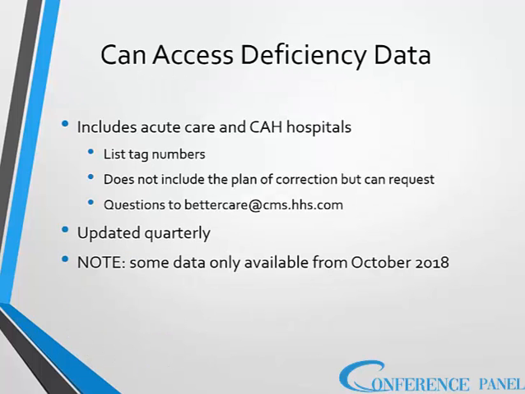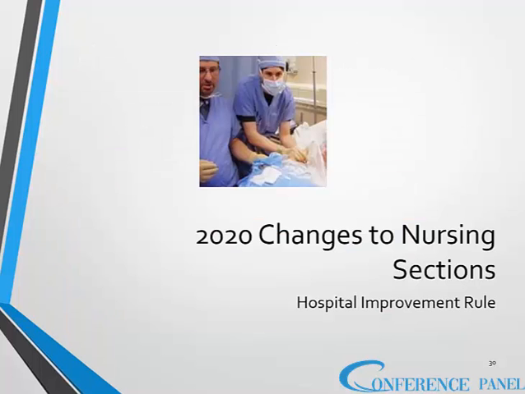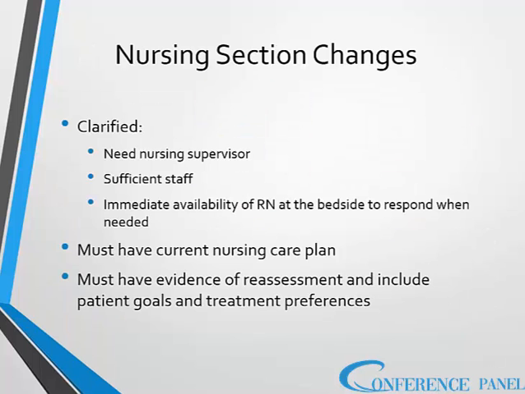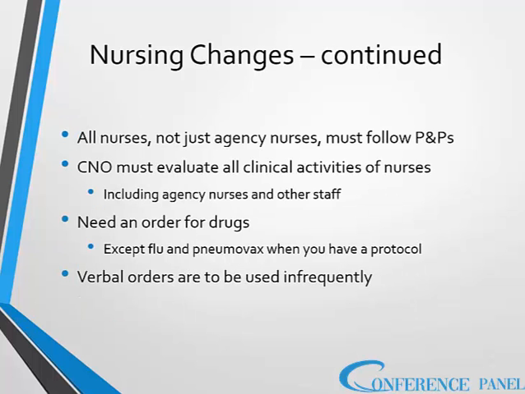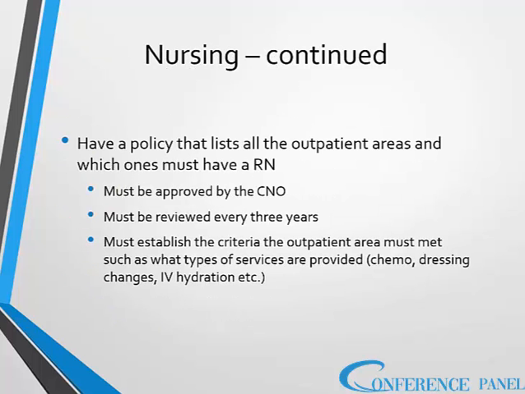Deficiencies. We can now access the deficiency reports. On the deficiencies we're covering today, on the topics we're talking about, I've listed them out by tag number. We'll go through these. I do want to touch briefly on some changes that occurred in 2020. I also clarified that all nurses must follow policy and procedures, including agency, have policy and procedures preventing discrimination, and a policy that lists all outpatient areas where you have to have an RN.